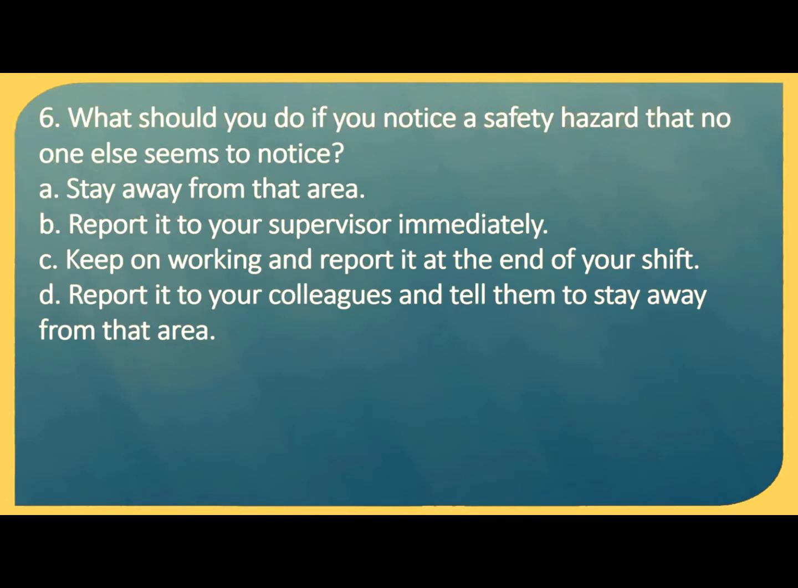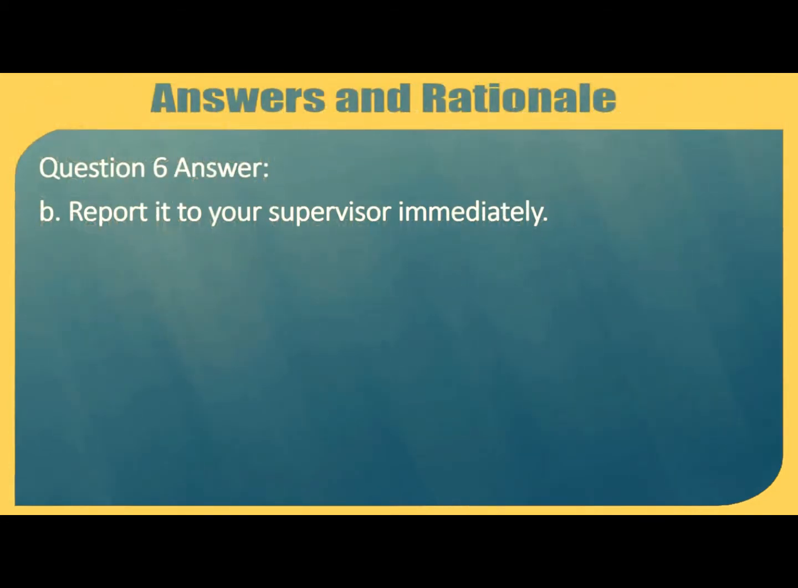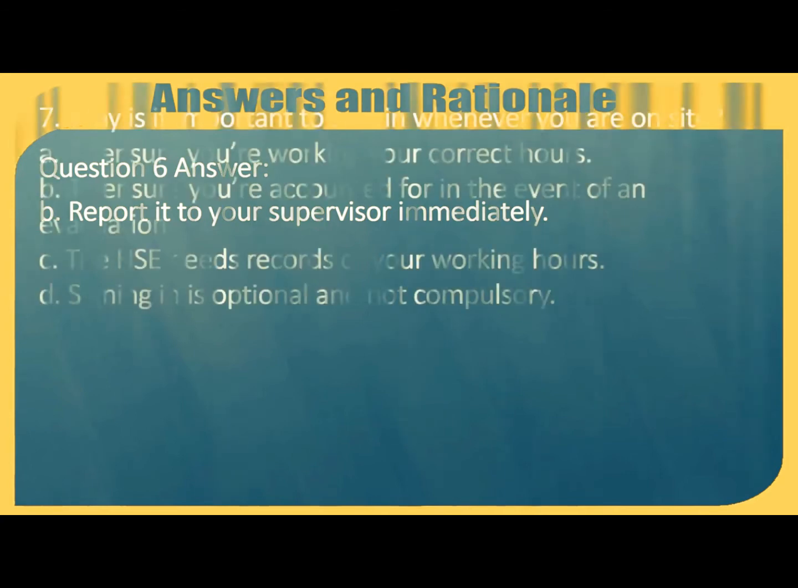Question 6. What should you do if you notice a safety hazard that no one else seems to notice? A. Stay away from that area. B. Report it to your supervisor immediately. C. Keep on working and report it at the end of your shift. D. Report it to your colleagues and tell them to stay away from that area. Question 6. Answer: B. Report it to your supervisor immediately.